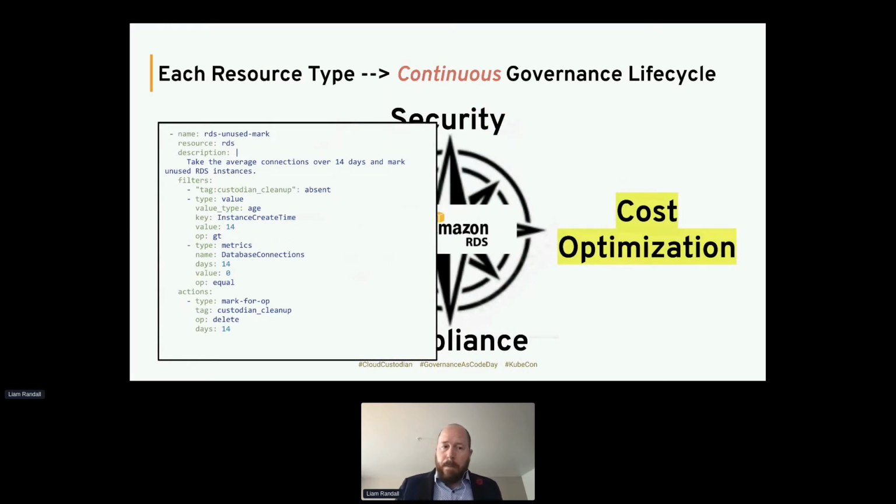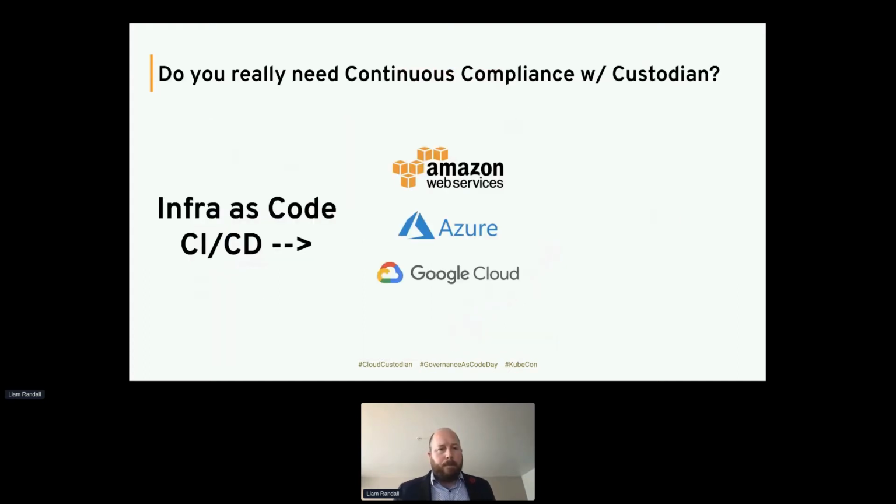From a cost optimization perspective, perhaps you're marking or automatically taking action on an RDS. If you look at the Cloud Custodian manual under RDS, there's a wonderful little example there of spinning down unused resources after a period of time and days and opportunities to engage the resource owner across the life cycle.